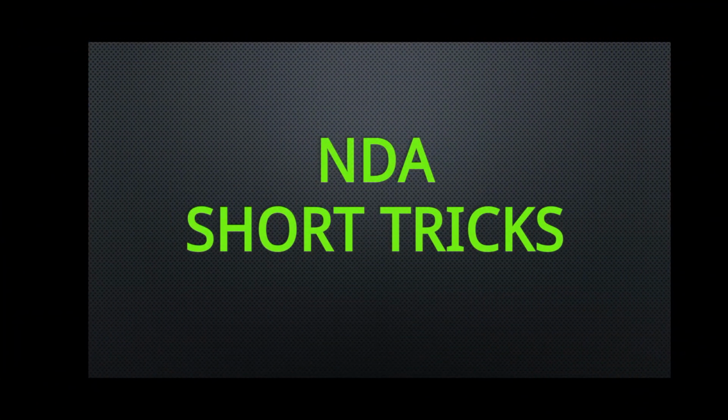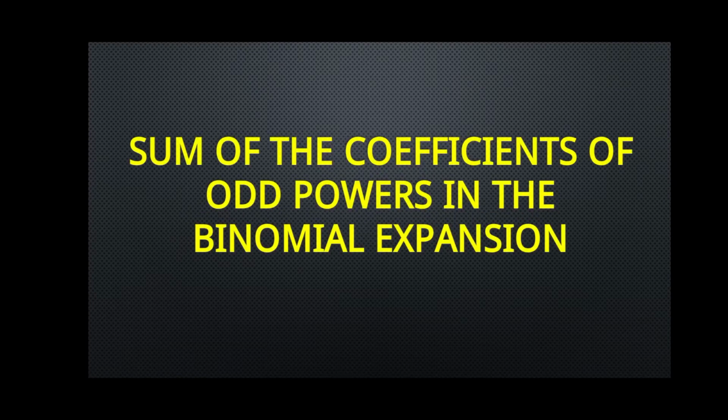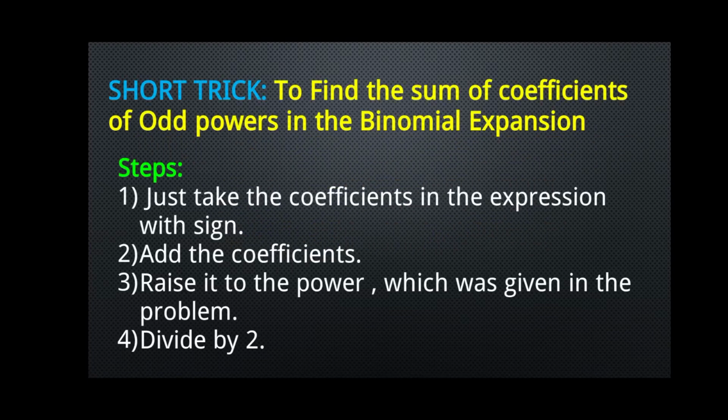Now I am going to tell a NDA short trick to find the sum of the coefficients of odd powers in the binomial expansion. What are the steps involved? Just take the coefficients in the expression with sign. Then add the coefficients. After that, raise it to the power which was given in the problem. Divide by 2.